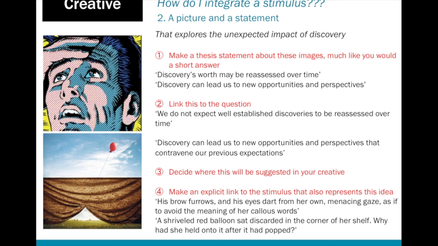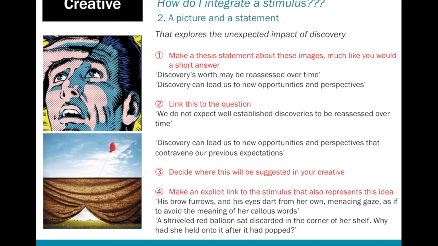So coming up with a thesis and then integrating it into your creative is a conceptual link to the picture provided, which of course is very insightful. However, I would be safe in also integrating the literal stimulus into your creative. So if I was to use the first one, I might use the line, "His brow furrows and his eyes dart from her own menacing gaze, as if to avoid the meaning of her callous words." That's saying that he doesn't want to accept what her words connote, nor does he want to have to reassess what's happened to him.